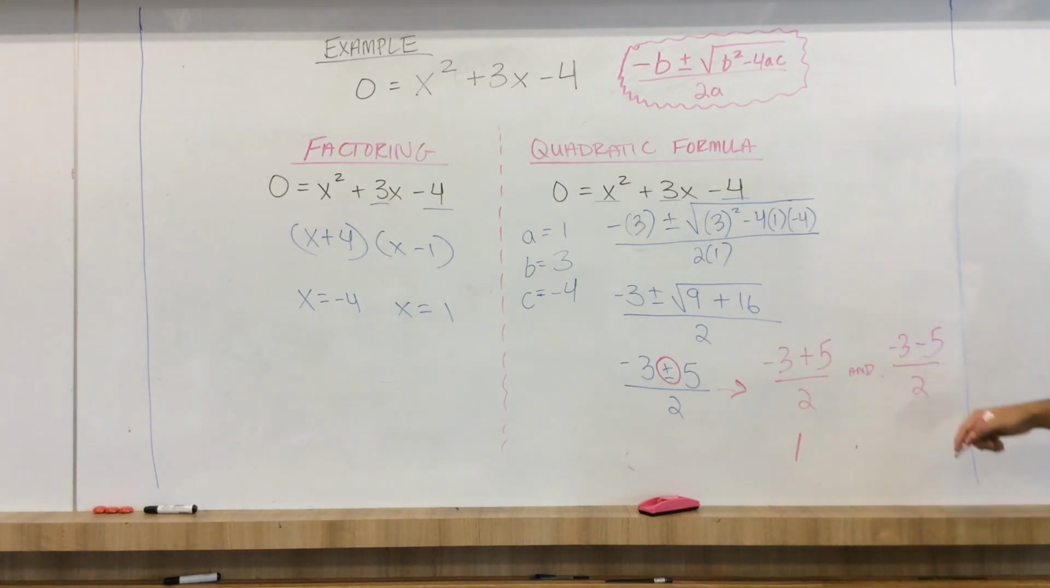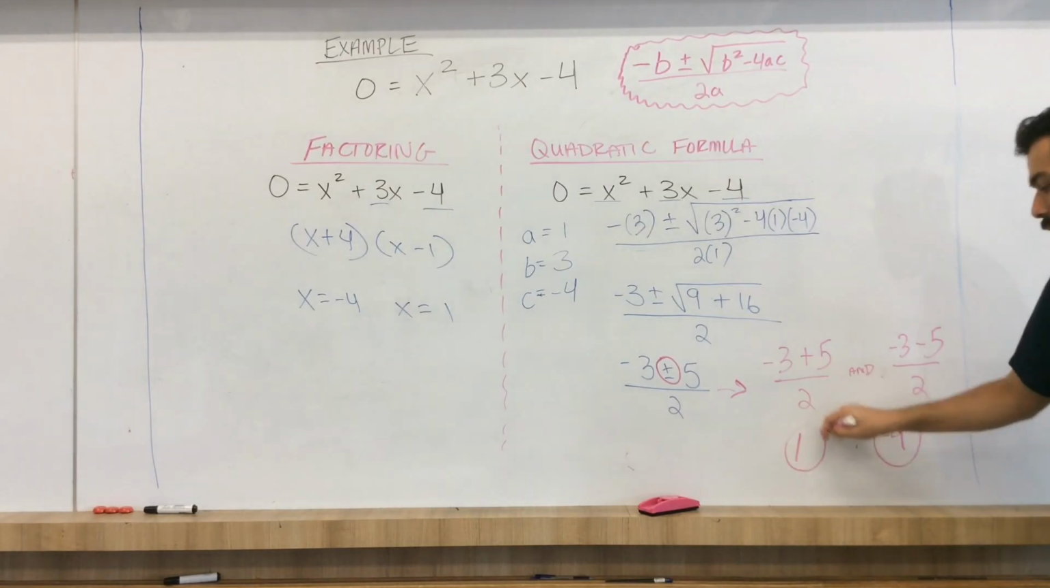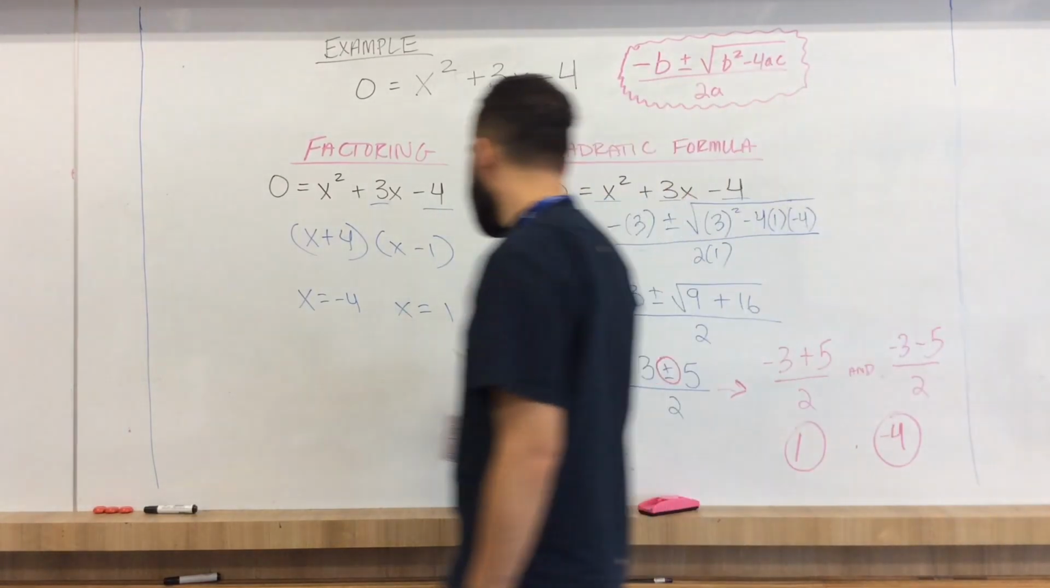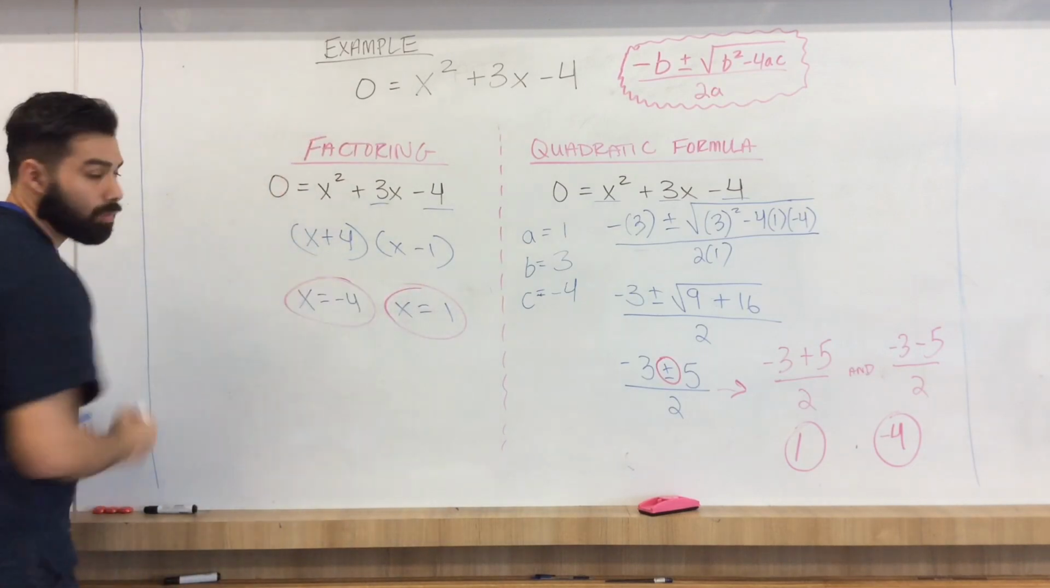And negative 3 minus 5 is a negative 8. Negative 8 divided by 2 is a negative 4. And as you can see, we end up with the same answers. So 1 and negative 4, and 1 and negative 4.